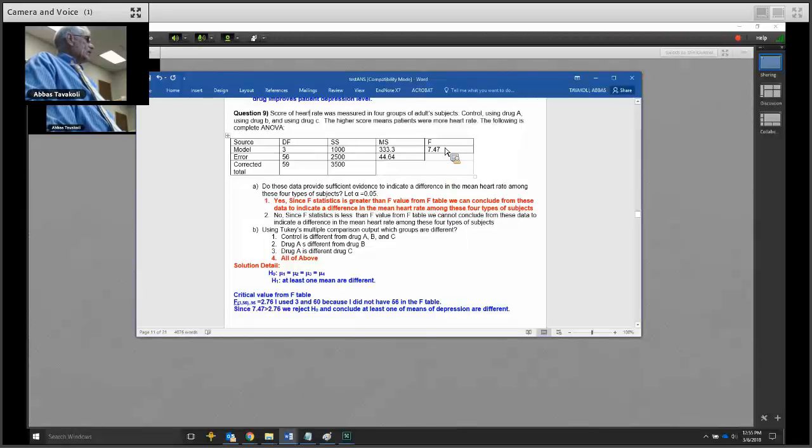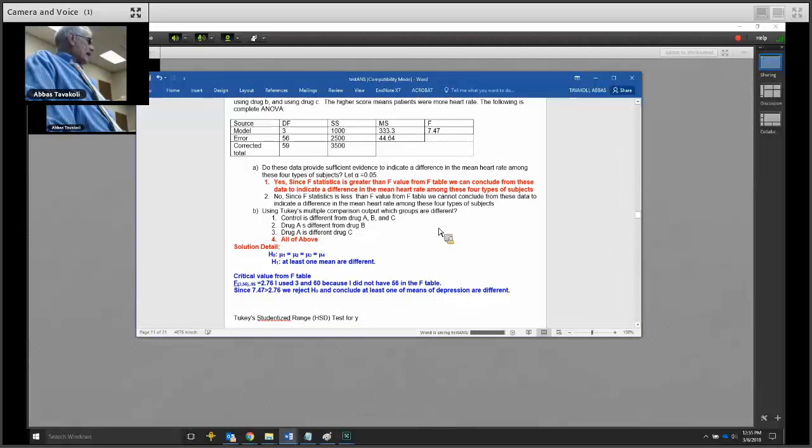So this is the ANOVA table. You have 7.47, and the question is, at least to your knowledge, are all these four groups equal, or is at least one of the means different? You can have several comparisons like group control versus drug one, control versus drug two, and so forth. So we're saying at least one of those comparisons could be different.